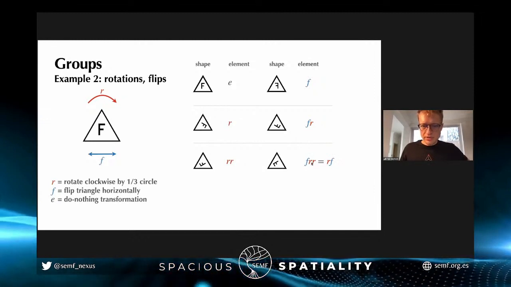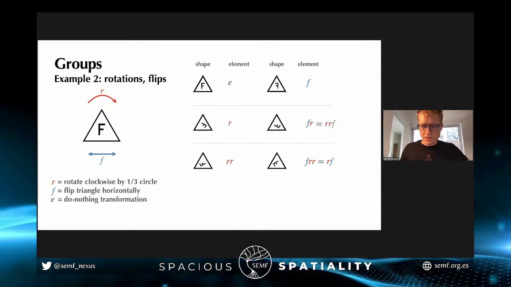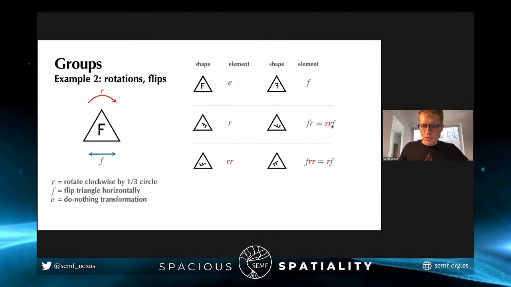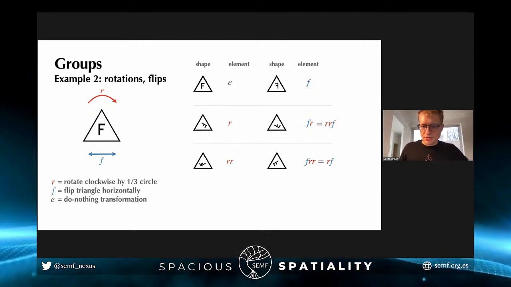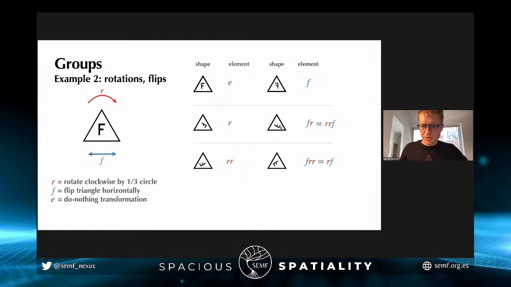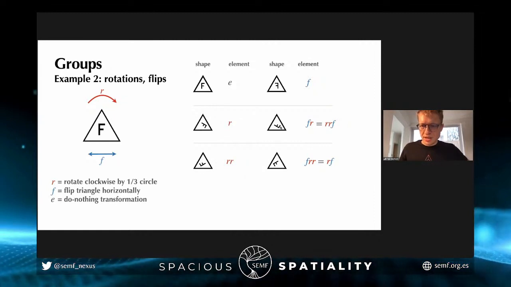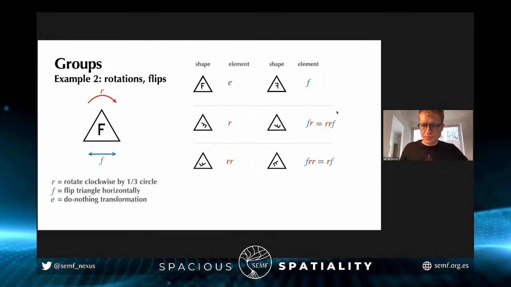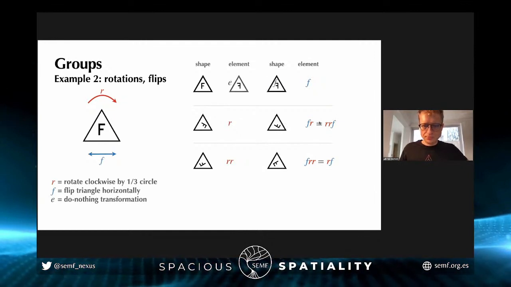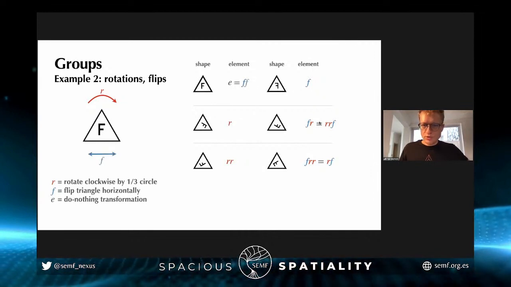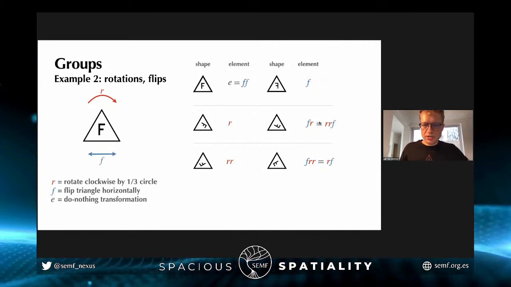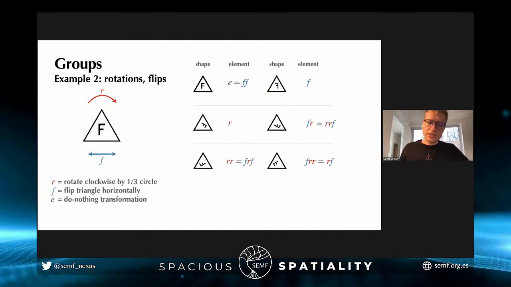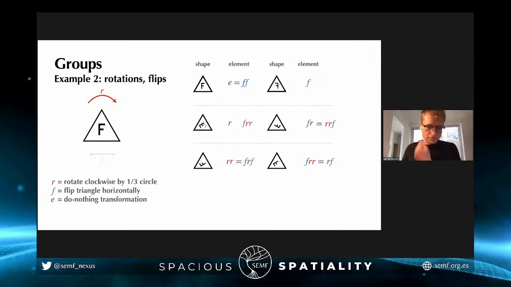Let's do that again with another element. So here we saw that rotating twice, which is this, followed by flip, gives us this. And that's the same as if we first flipped and then rotated. So that's what that equation, that relation, means. If you flip twice, you get back where you started. I mentioned that earlier. And then just filling out this table.